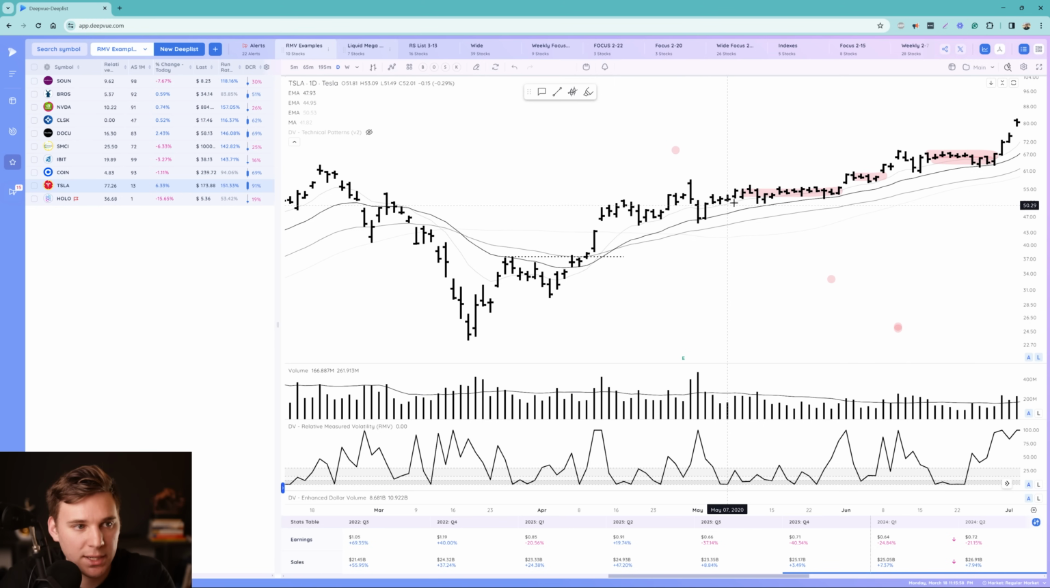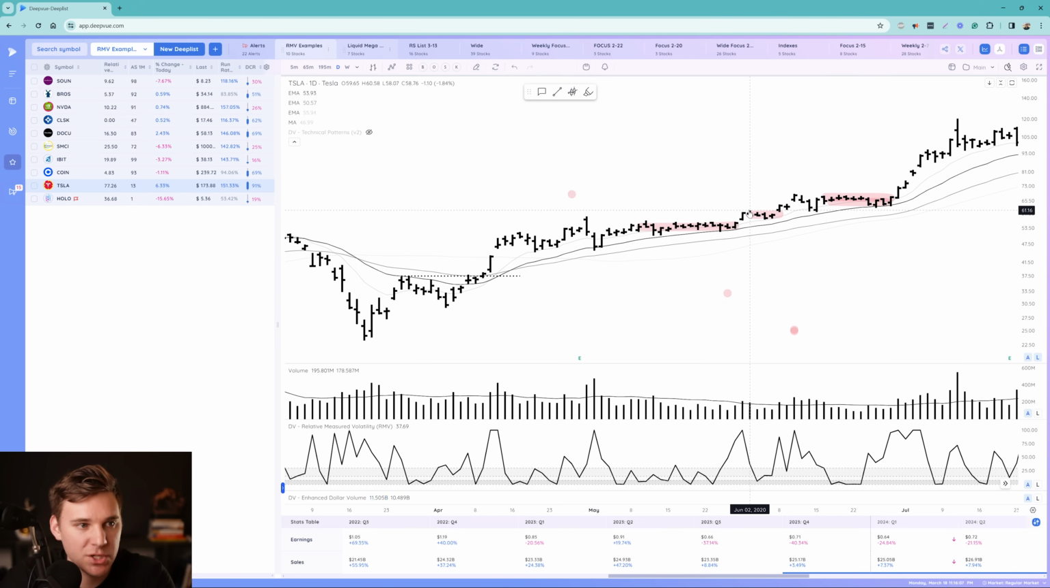Might have gotten shaken out here, but just look at how RMV highlights this tightness multiple times going to zero. This overall is very, very tight. And what do we see? Expansion up, more tightness highlighted by RMV. Expansion up, more tightness highlighted by RMV. RMV going to zero right here.